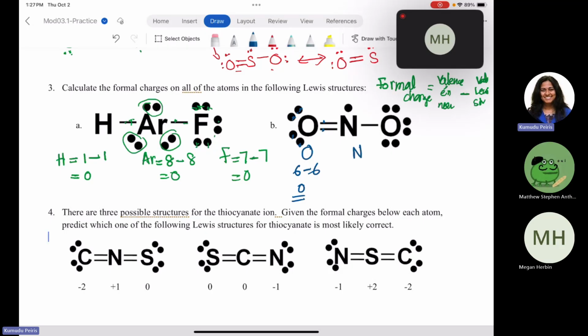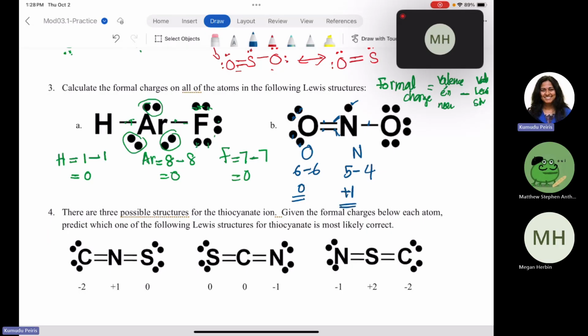Next, this nitrogen. These are two different oxygens, so we have to treat them separately. For this nitrogen, how many valence electrons? It is 5. And let's count the unshared electrons here: 1, 2, 3, and 4. So the formal charge for the nitrogen is plus 1.